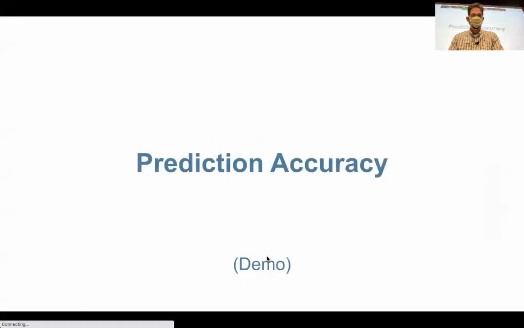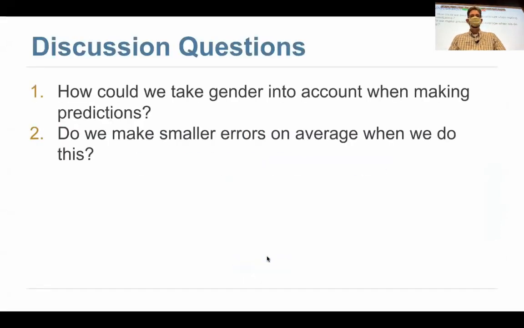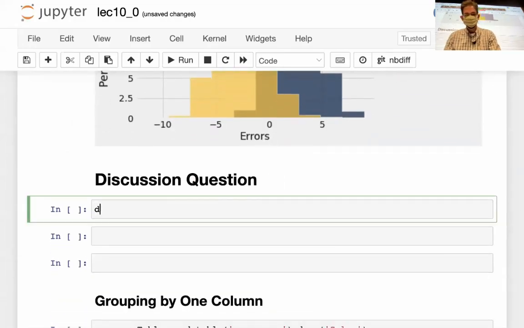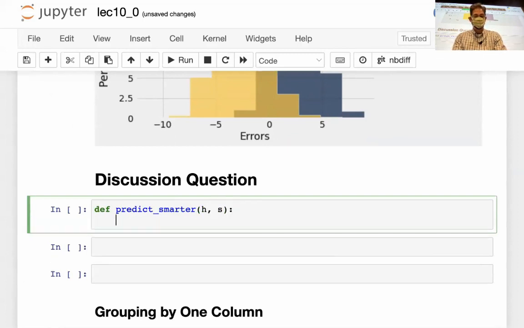So, can we somehow take sex into account when making predictions? And do we think we'll make smaller errors on average when we do that? How would we take it into account? I think it's an interesting question. And one way to take it into account is just to make a prediction that's a little bit smarter than the one we did before. We could take the average height of the parents, but also the sex of the child.